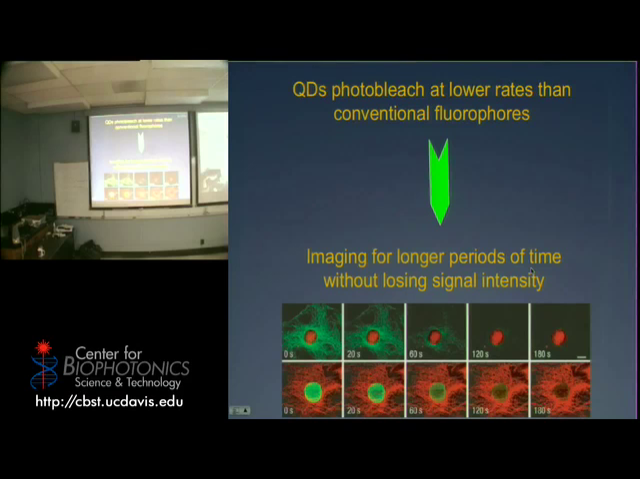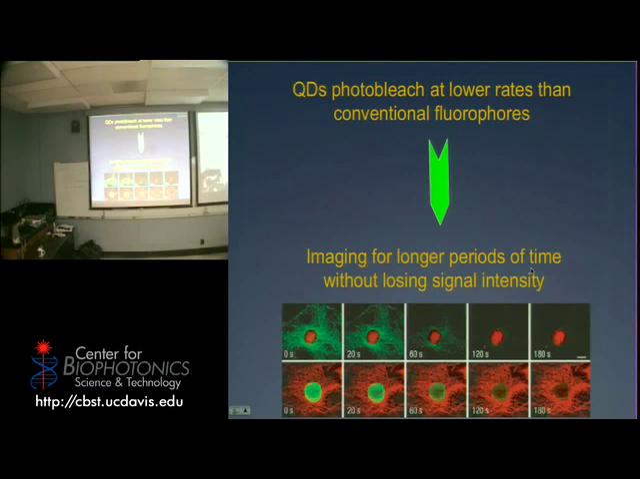But a quantum dot is a piece of inorganic material, right? It's like a mineral, like salt. It doesn't have the same organic properties as a dye. You don't break bonds or anything like that. So you can keep exciting it for a long time, and it will not bleach. This is a very nice picture that exemplifies it.